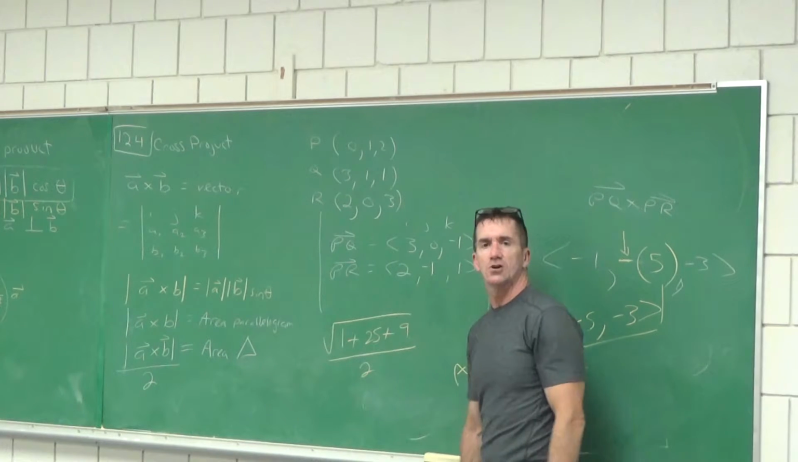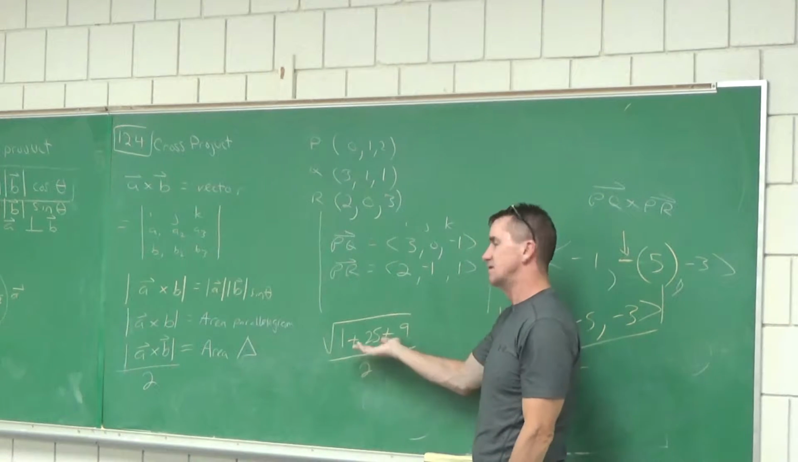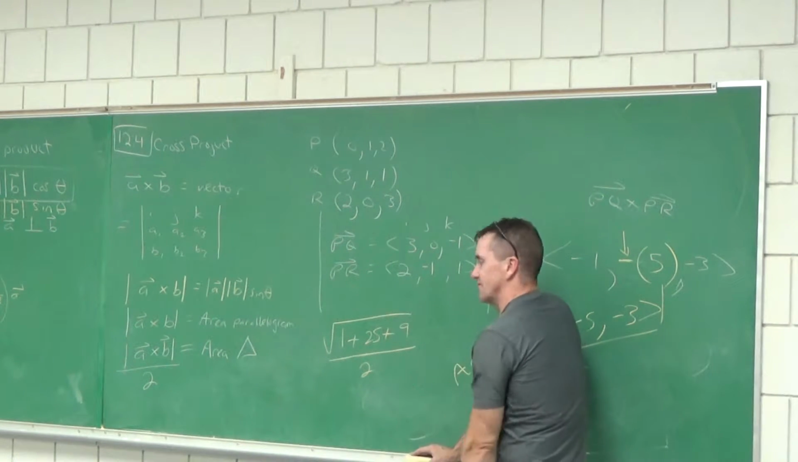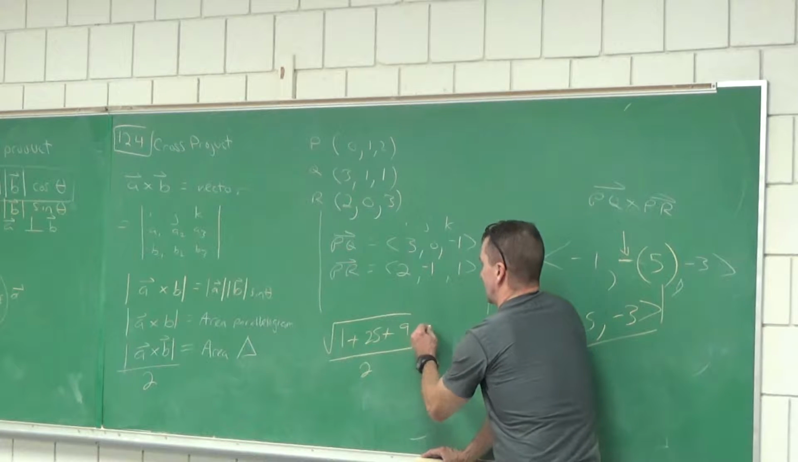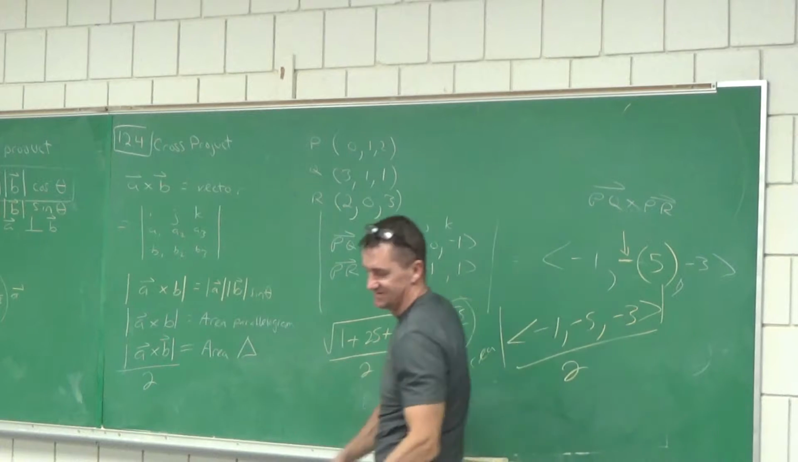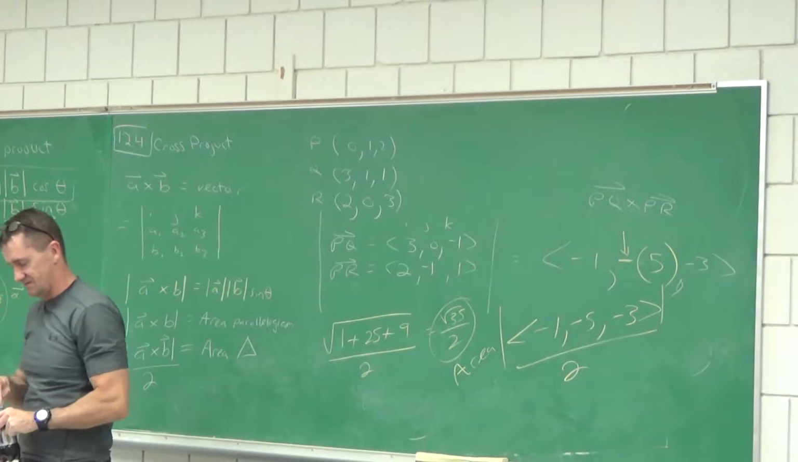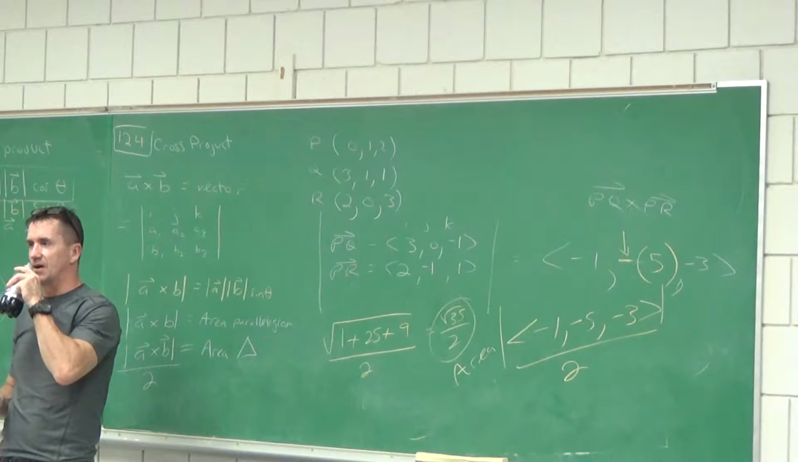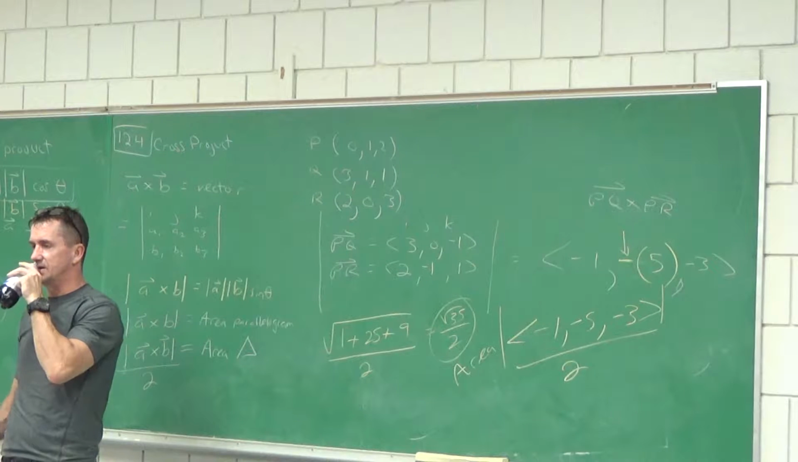But what might take your brother or sister hours to compute, you got it in a couple of minutes. 35 is the square root of 35 over what? 2. That's your area of that triangle. You can leave it like that too. You don't have to write it as a decimal value. Leave it in that exact form.